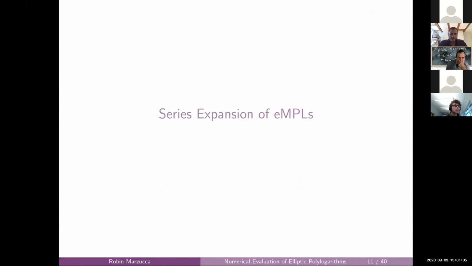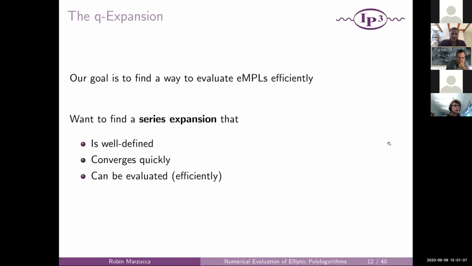So let's come to this. First of all, our goal is to find a series expansion of an EMPL that has three properties. First of all, it should be well defined. Second of all, the convergence should be quick because we may want to evaluate this to high precisions. And then lastly, obviously, we also want to be able to evaluate the expansion coefficients. Otherwise, all of this is no use.